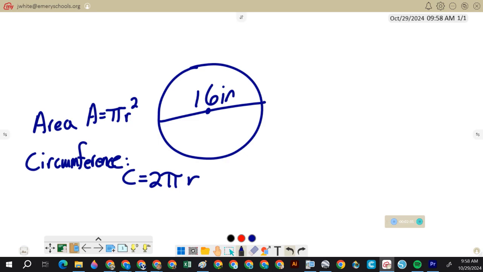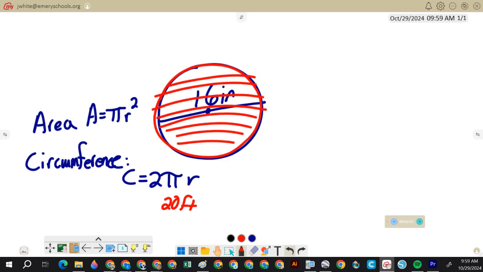Now, how do you remember those? Well, circumference is just going to be the distance if we walk around the circle. So this could be in, let's say it was 20 feet. Well, the area is going to be the amount of space taken up if we divide this into squares and we count up all of the squares.